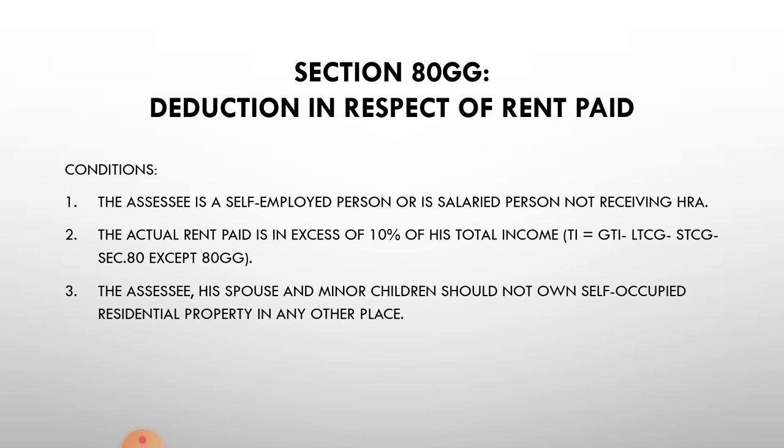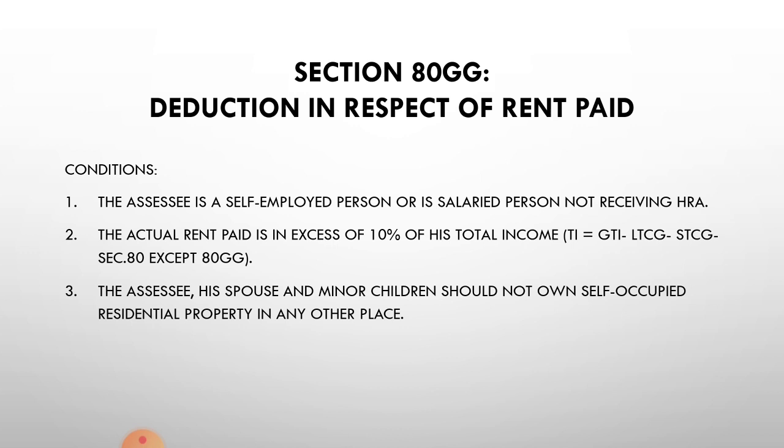Total income is equal to gross total income minus long term capital gain minus short term capital gain and deduction under section 80 except deduction under section 80GG. So, his actual rent payment should exceed 10% of his total income. That is the second condition.